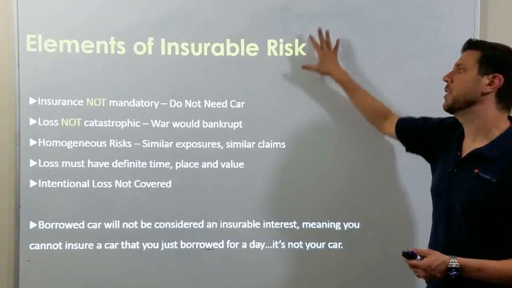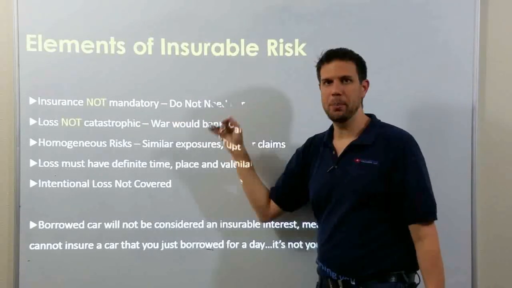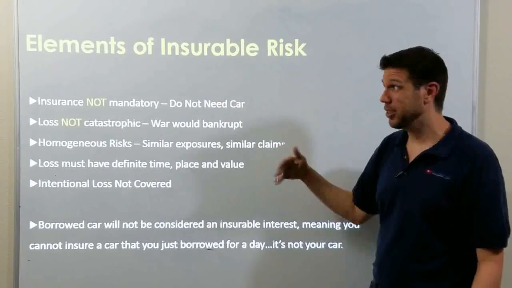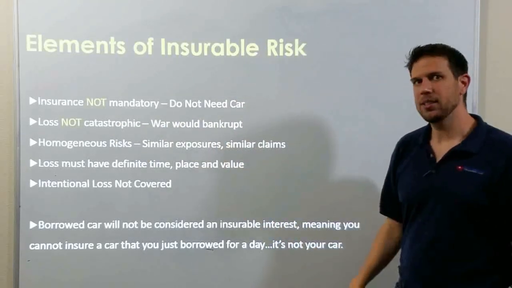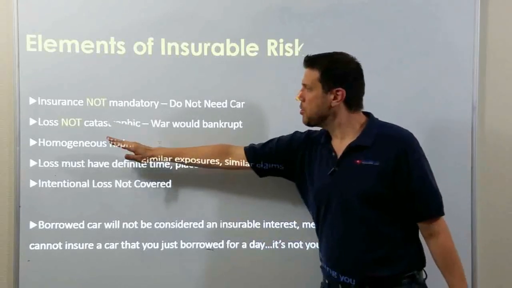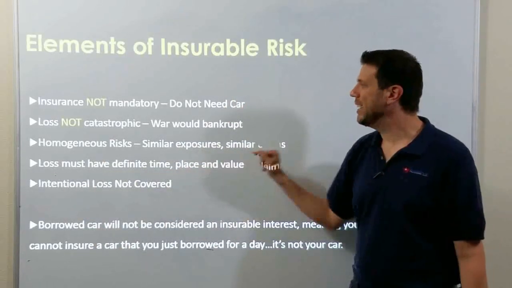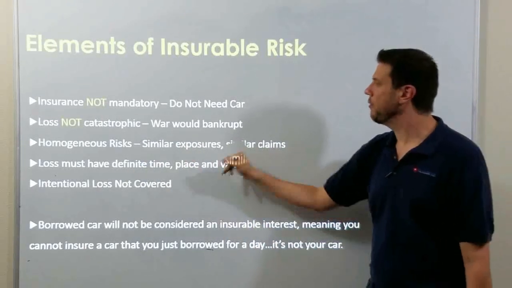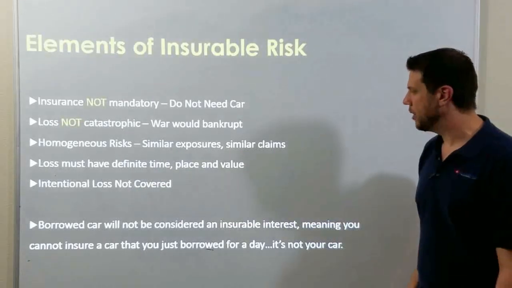In order to insure something, the insurance companies have to follow these rules. Insurance cannot be mandatory, meaning there always has to be a way to get out of insurance. So like if you don't want car insurance, don't buy a car. Not practical, but insurance cannot be mandatory. Insurance companies do not cover catastrophic losses, so like we don't cover war or nuclear damage because that would bankrupt an insurance company. Insurance companies use the law of large numbers to have homogeneous risks. Insurance claims must have a definite time, place, and value. You can't insure something for forever, you can't insure something for everywhere, and you can't insure it for infinite. There has to actually be a definite time, place, and value. And insurance companies will never cover intentional losses. We do not insure intentional losses.